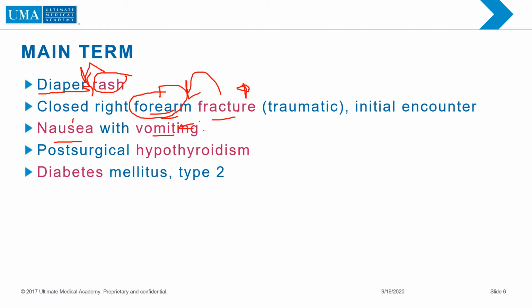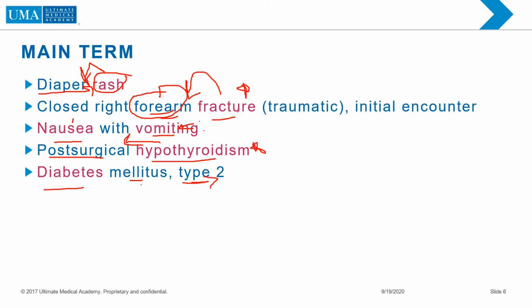Our next example is post-surgical hypothyroidism. For this example, our post-surgical is basically descriptive of the hypothyroidism. So we will use hypothyroidism as our main term, and then we will reference post-surgical. Diabetes mellitus type 2. We will start with diabetes. We will then go to mellitus and then type 2.